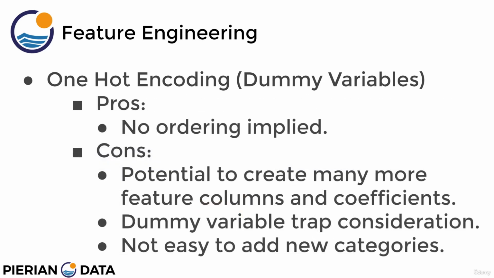So the pro for one-hot encoding is that no ordering is implied, but the con is that you do have the potential to create many more feature columns and then coefficients, depending on what machine learning algorithm you're running. So you also have to take into account the dummy variable trap consideration, and it's also not easy to add new categories. So what do I actually mean by that?